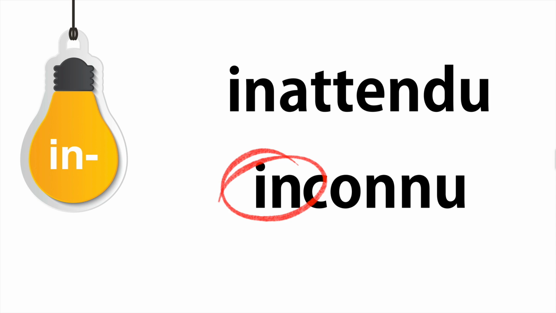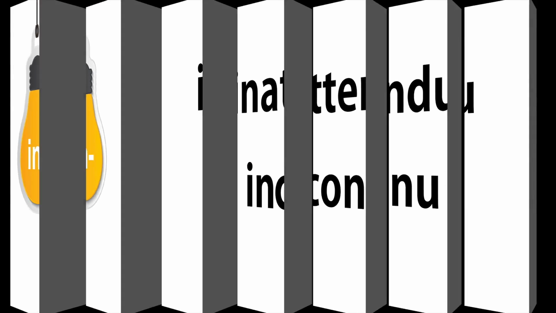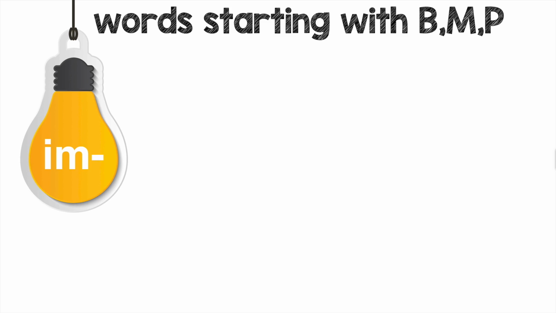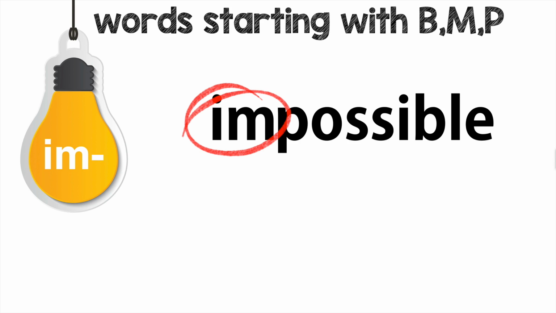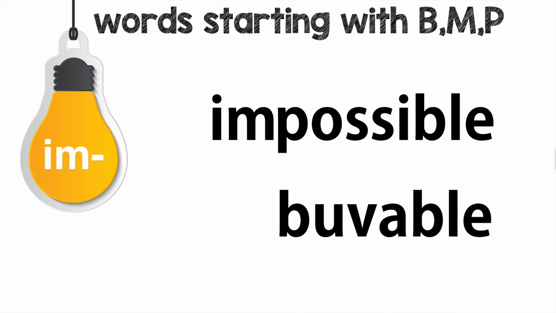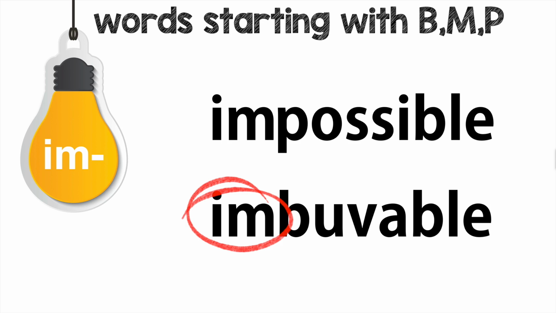This prefix in has some friends, actually, because when your word starts with the letter B, M or P, in becomes im in French. For example, possible, the opposite of possible, if you want to add a prefix, it's impossible. And in this case, it's M. Why? Because the word starts with a P. Buvable, drinkable, if you want to say that it is not drinkable, imbuvable, again with the letter M because of the B.